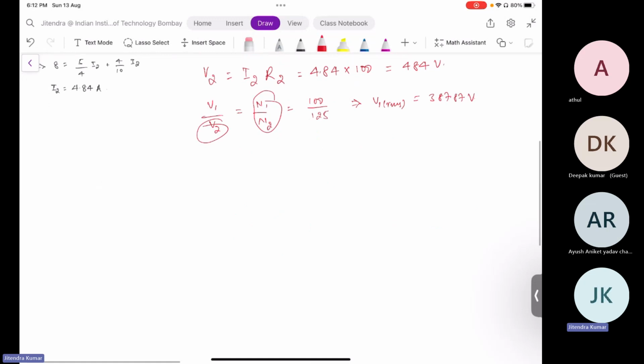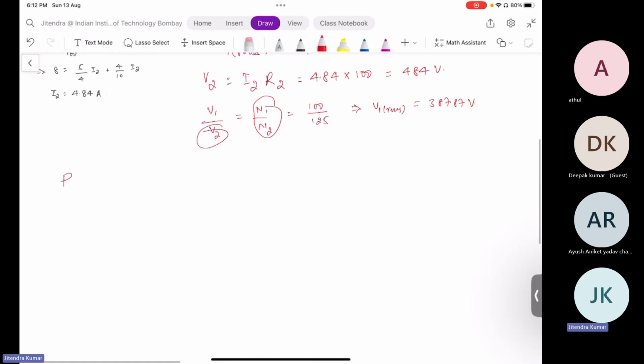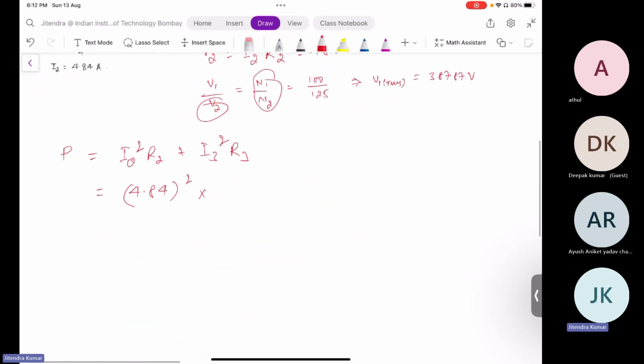So power is I2 square R2 plus I3 square R3, and we will verify whether it is equal to Vs into I1 or not. So 4.84 square into R2, which is 100, plus 3.87 square into 50. How much will it come to? Has anyone computed?